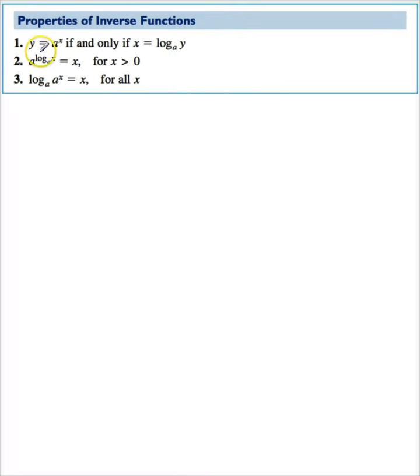Now, we say that y is a to the x if and only if x is log base a of y, and a to the log base a of x is equal to x for all x that are positive, and log base a of a to the x is x, because these are inverse functions. So raising a to the log base a, making log base a the exponent of a, these kind of cancel because they're inverses. Similarly, log base a of a to the x, this is an inverse function, so this is also equal to x.